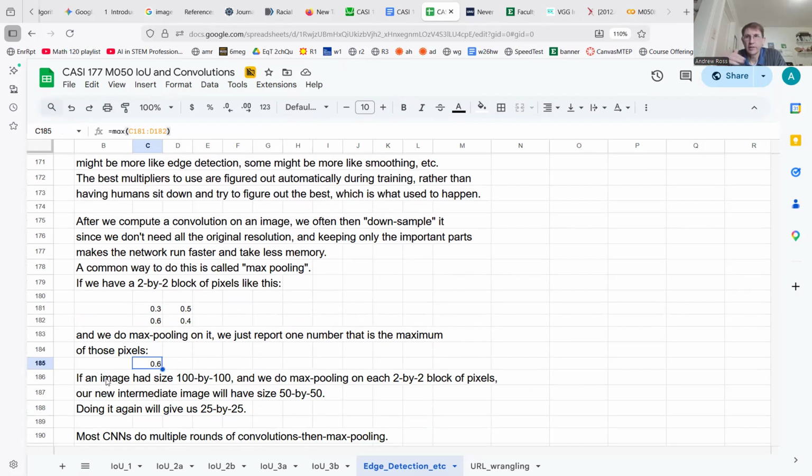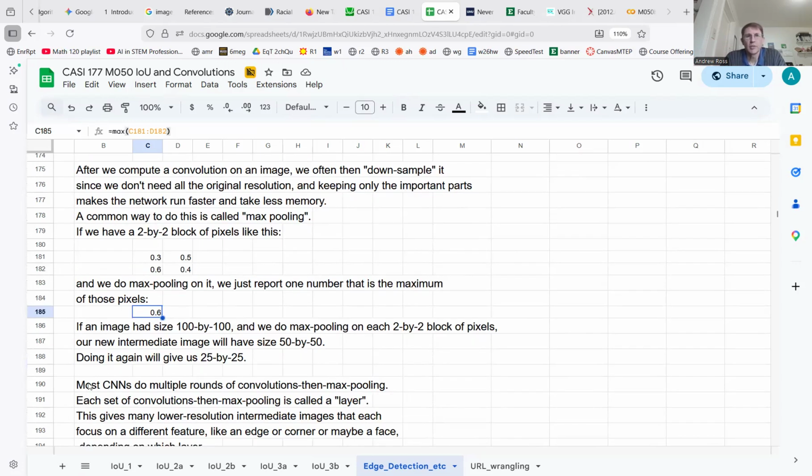If an image had a size of 100 by 100 pixels and we do max pooling on each block of 2 by 2 pixels, our new intermediate image will be half the size. It'll be 50 by 50. If we do that again, we'll get another intermediate image that's 25 by 25, which saves a lot of memory compared to the 100 by 100. Most CNNs do multiple rounds of convolutions, then max pooling. Each set of convolutions, then max pooling, is called a layer.